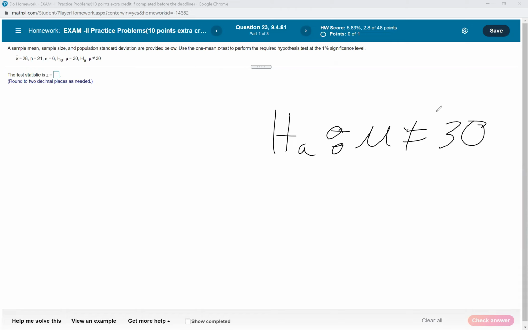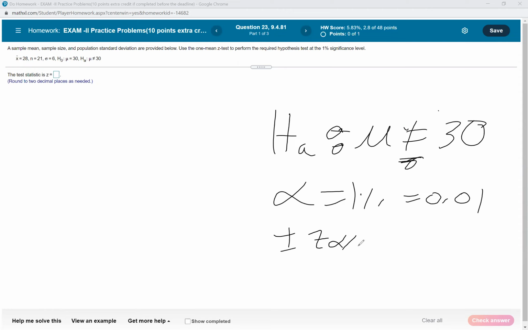So this is a two-tail test, since we have this sign in the alternative, right? Not equal. It could be less than, it could be greater than, so it could be on the left tail or right tail. And alpha is 1%, which is 0.01. To find the critical value, we need plus or minus z alpha over 2, that is, plus or minus z 0.005.